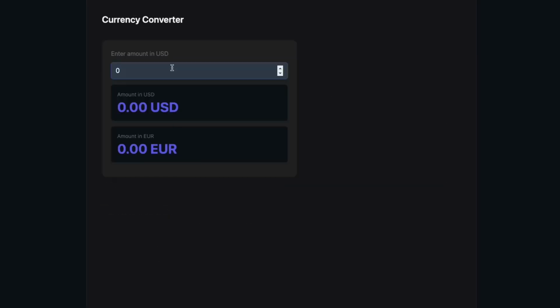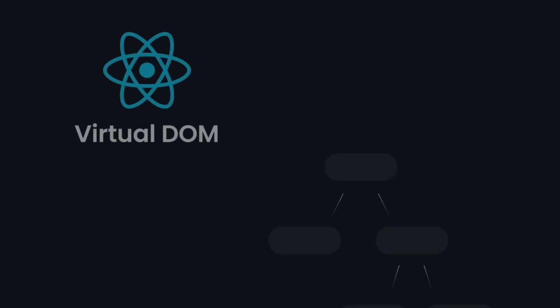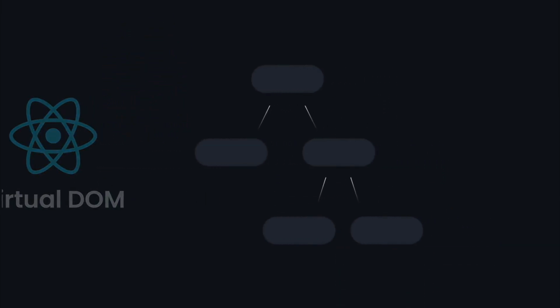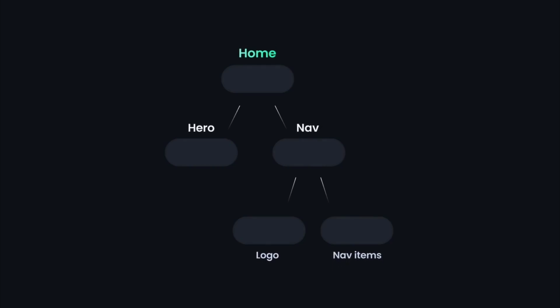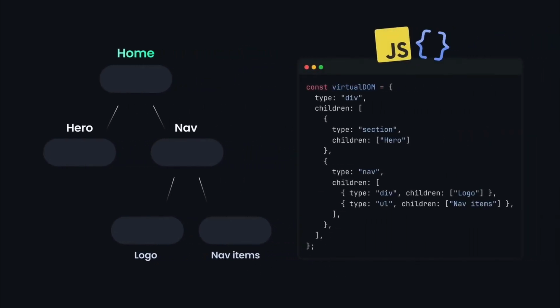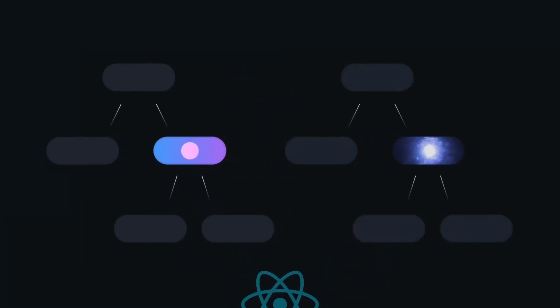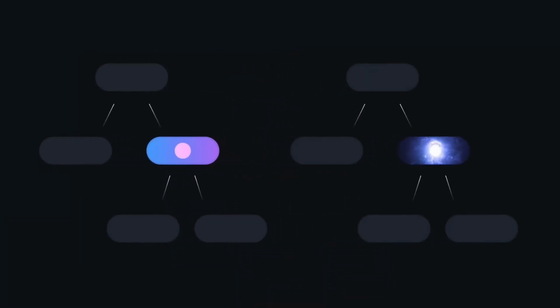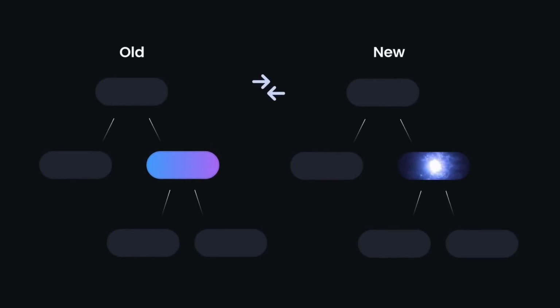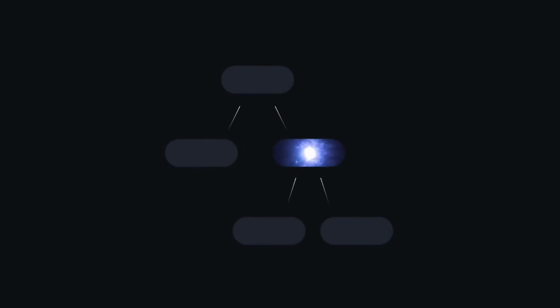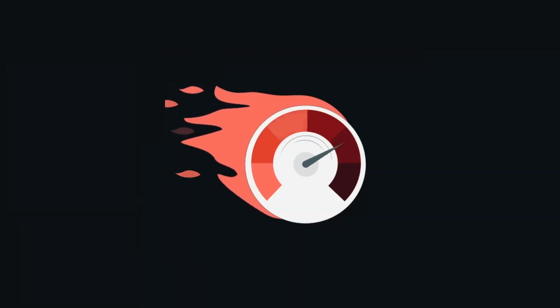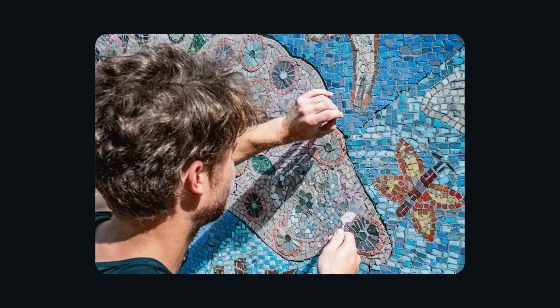How? Well, React uses JavaScript and the virtual DOM to make it all possible. The virtual DOM is like a simplified map of your web page, a JavaScript object that mirrors the real DOM. Here's why it's revolutionary. When something changes, React creates a new virtual DOM element. It then compares it to the old one to pinpoint the difference, and only the changed part of the real DOM is updated, making React blazingly fast. Think of it as updating a single tile in a mosaic instead of repainting the entire wall.